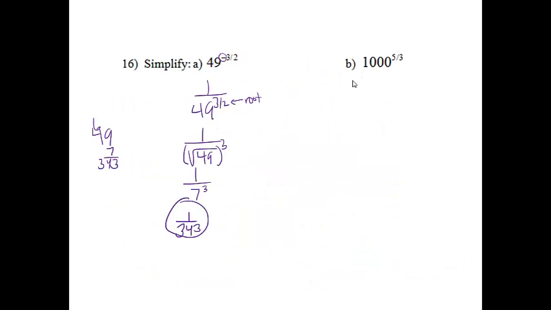Accidentally pressed a button. Okay, B is 1,000 to the 5/3 power. Again, roots grow in the ground, so the 3 is going to be the root. So if I want to rewrite this, this is the cube root of 1,000, and then when I'm done with that, I will take it to the 5th power.